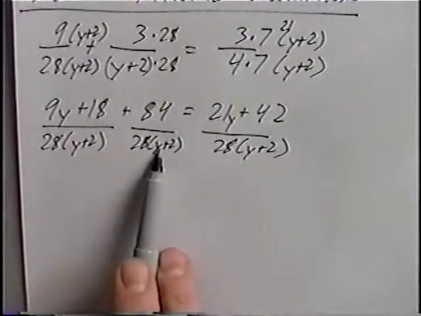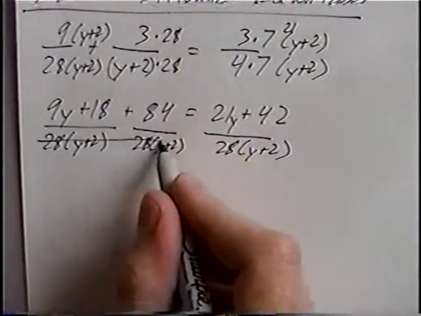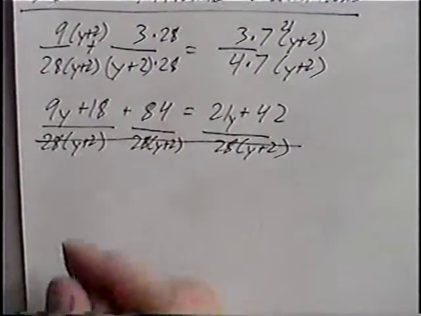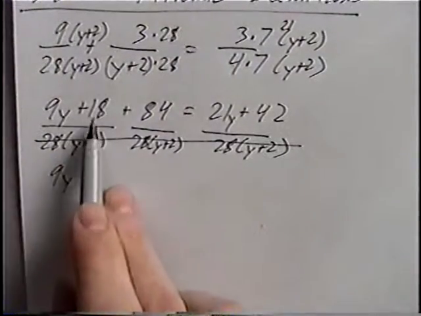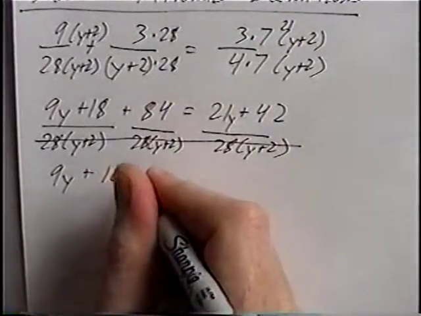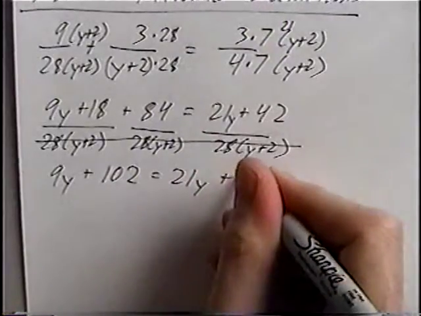All the fractions have the same denominator and they're all equal. So what we can do is cross off those denominators or ignore them and just solve the top equation. 9y would come down. 18 plus 84 would be 102. 21y plus 42 would come down.